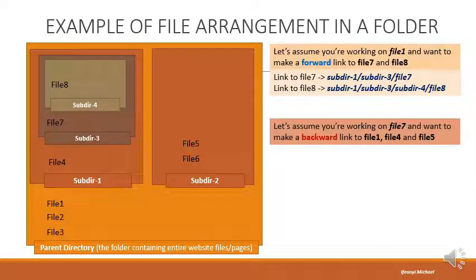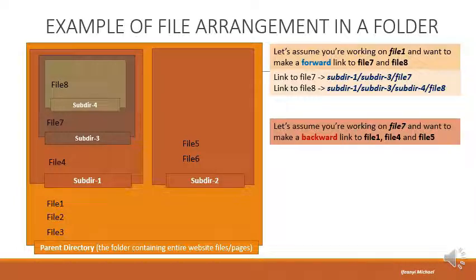Alright, now let us assume again that you're working on file 7 and you want to make a backward link to file 1, file 4 and file 5. It is very, very simple. What you're just going to introduce here is the double dot and forward slash, which simply means step backward, a step backward.